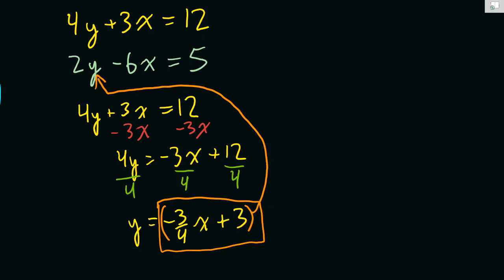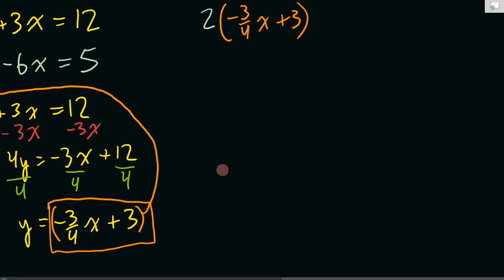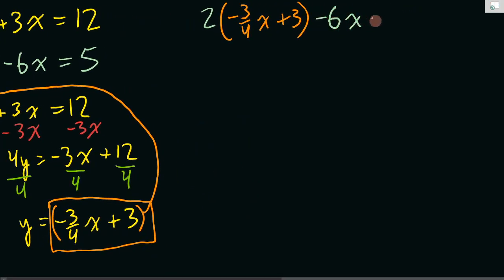So we are going to take our second equation, but instead of y, we will substitute negative 3/4 x plus 3, right? This substitution here. And then we're going to write out the rest of that pale green equation, minus 6x equals 5. Okay, so now I think this is a grade 9 algebra question, right? We need to distribute and then solve and so on. So let's multiply this across by 2 and see what we get.